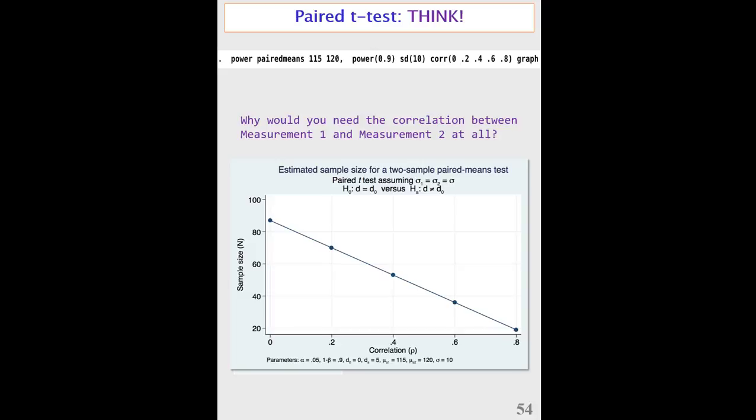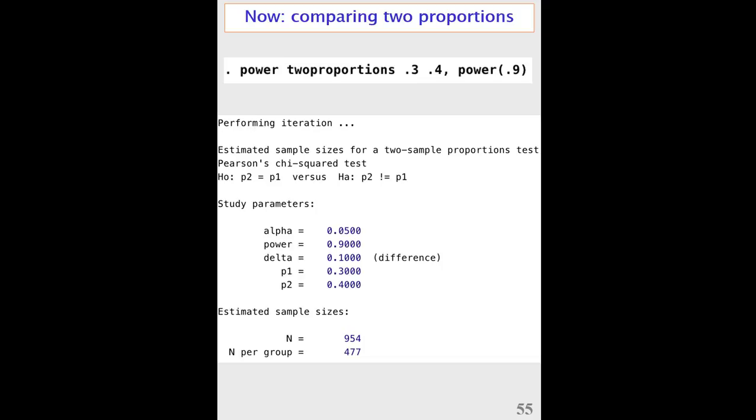There's one other command left, and that is the comparison of the proportions. Same thing, now instead of two means, we type two proportions. The example that we had was 0.3 versus 0.4. Once again, we type power 0.9, otherwise Stata will assume that we mean 0.8.